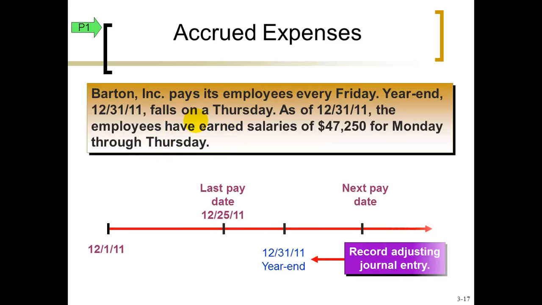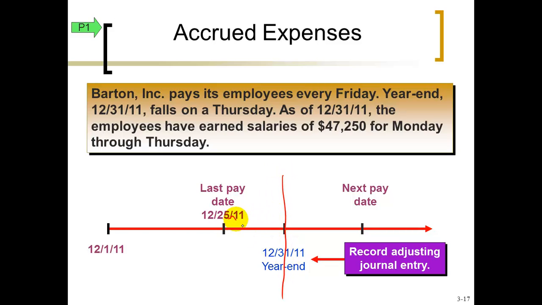Let's see if I can get more information here. Here on December 25th, on Christmas Day, they got their last paycheck of the year. But the next Friday, they'll get their paycheck, but the next Friday is next year. But here's your year end. And it's time to make adjustments right here.